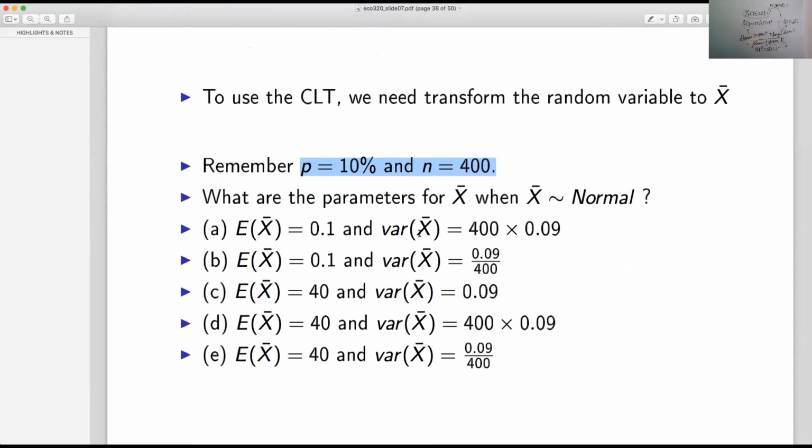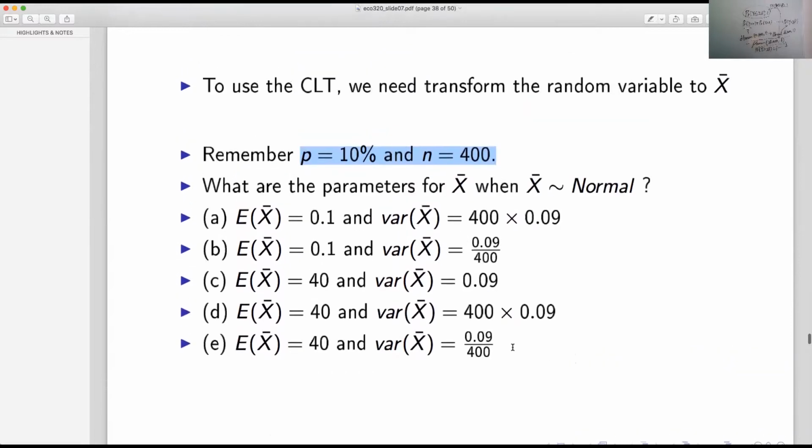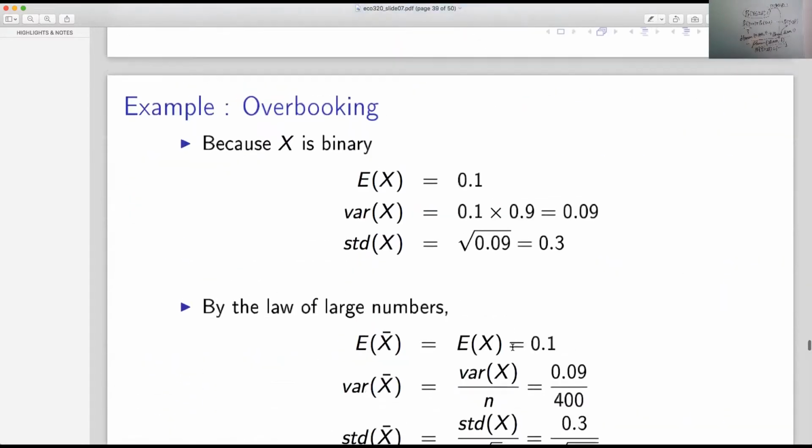So what are the expected value and variance of X bar? I explained this in detail in previous slides, about 10 slides ago. So try to do this yourself. It might be on your exam, right? I will just review the answer, but before that, you might want to pause, okay?